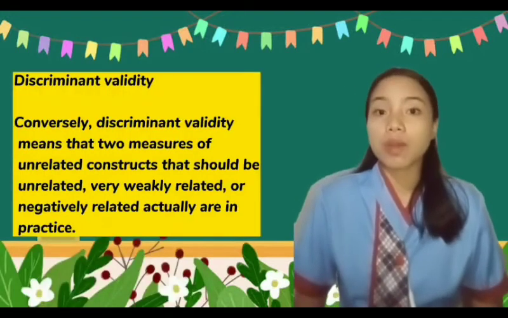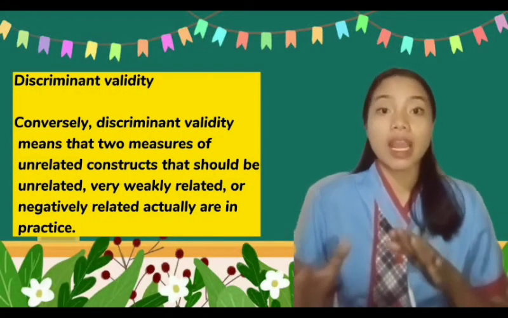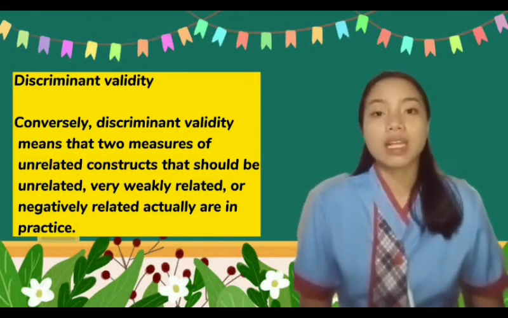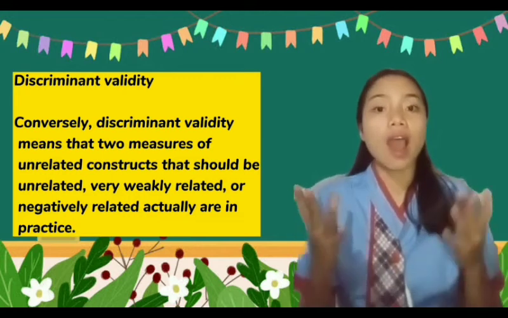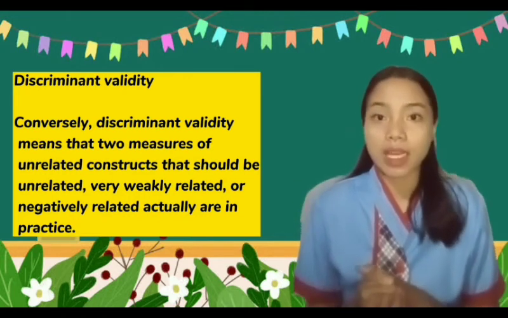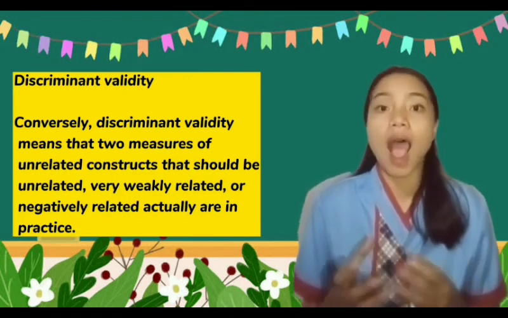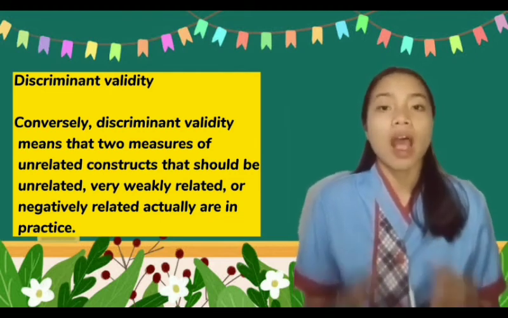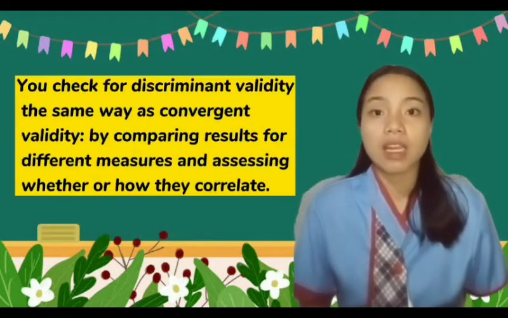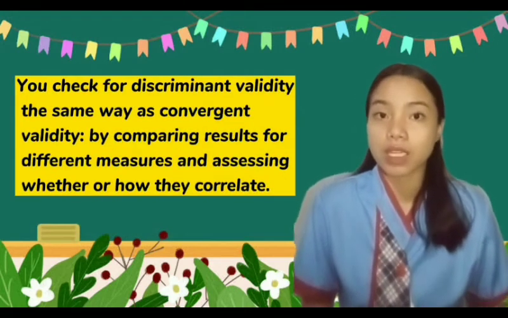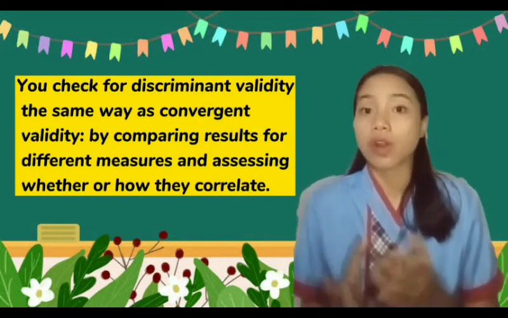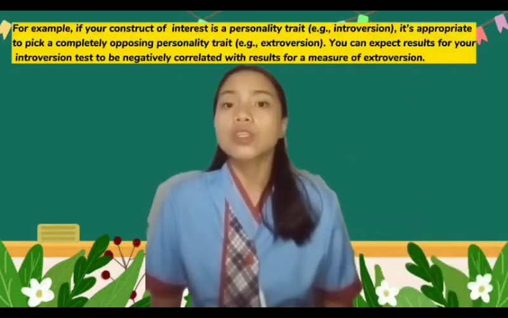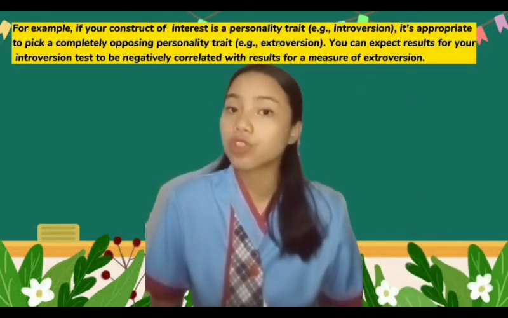One of these scales is an existing, widely used measure of social anxiety for adults. You check that your new questionnaire has convergent validity by testing whether the responses to it correlate with those for the existing scale. Now, conversely, discriminant validity means that two measures of unrelated constructs that should be unrelated, very weakly related, or negatively related actually are in practice. You check for discriminant validity the same way as convergent validity by comparing results for different measures and assessing whether or how they correlate. So how do you select unrelated constructs?